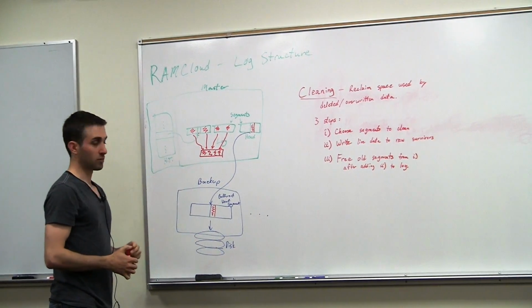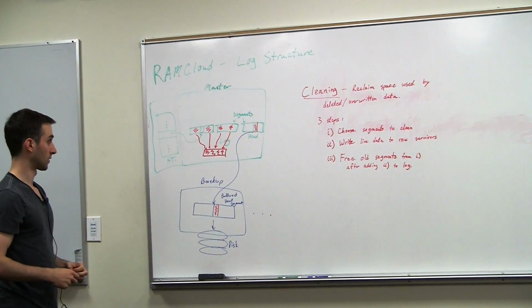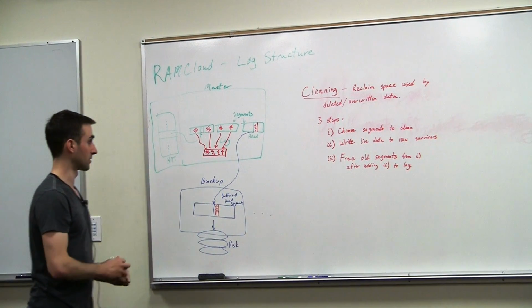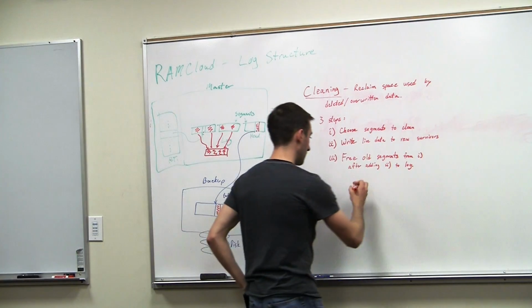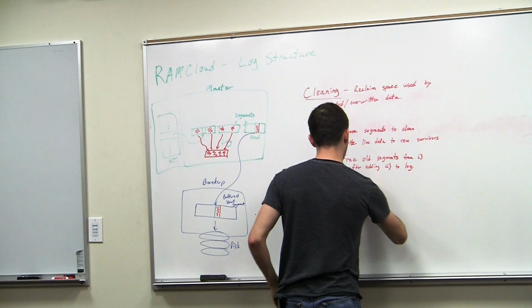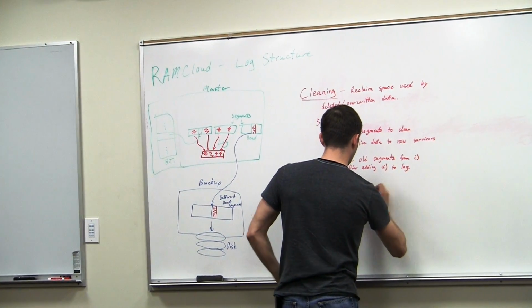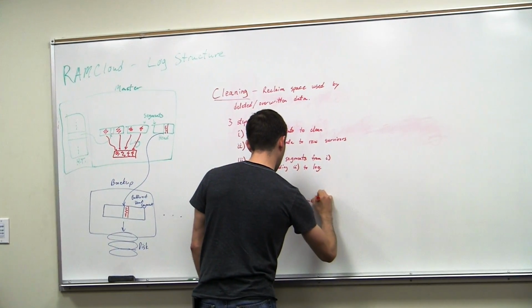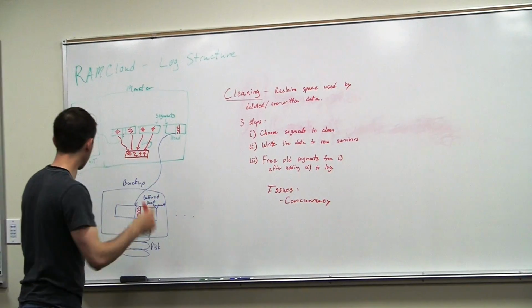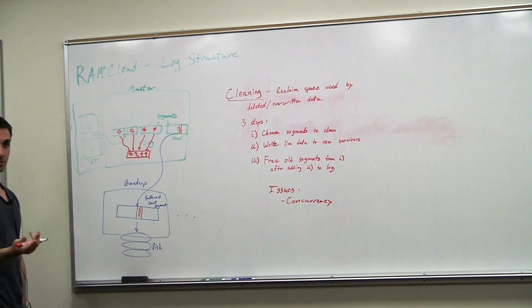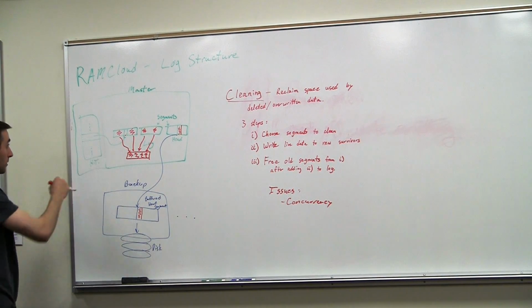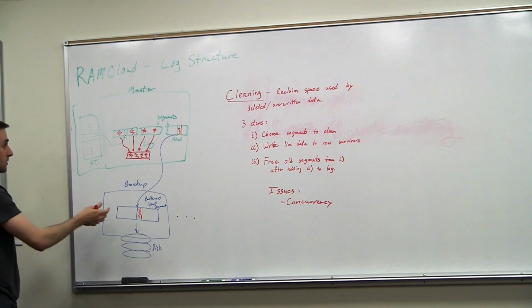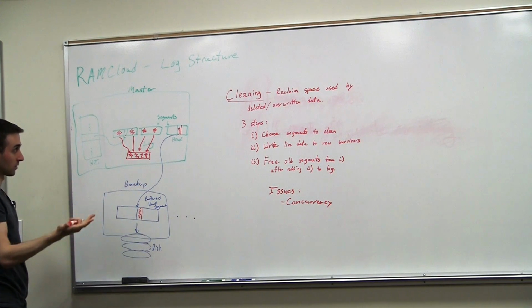So how do we actually free these segments once we've cleaned them? There are a couple of issues. One issue is concurrency. That is, it's possible in RAMCloud for there to be multiple service threads that can be servicing read requests. And the cleaner actually runs in parallel with the rest of the system.